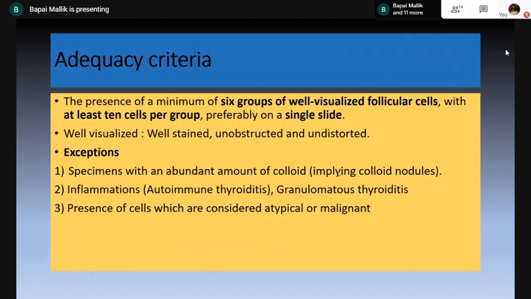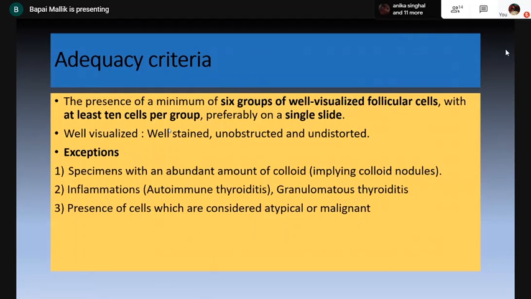Now, whenever you use a word like preferably in something which is like a rule book of guidance, I think it brings in an element of ambiguity. That means it may be on one side, maybe on two sides, so you have to choose something. I choose to use this single slide criteria. So I call something adequate when I have 6 groups of well-visualized follicular cells, of at least 10 cells in a single slide. Now the key word here is well-visualized, which means that it is well-stained, unobstructed, and undistorted.